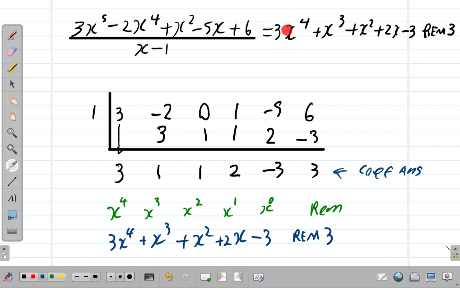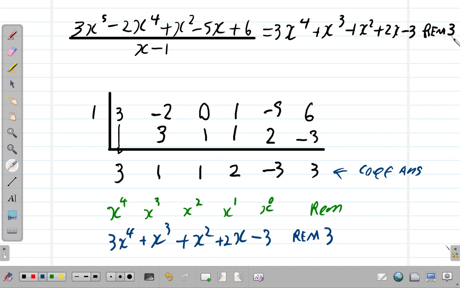All right, now let's check and see if we have the same thing up here. 3x to the 4 plus x cubed plus x squared plus 2x minus 3, remainder 3. Okay, good. So it's the same thing.